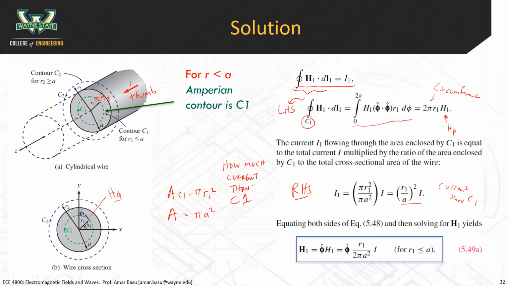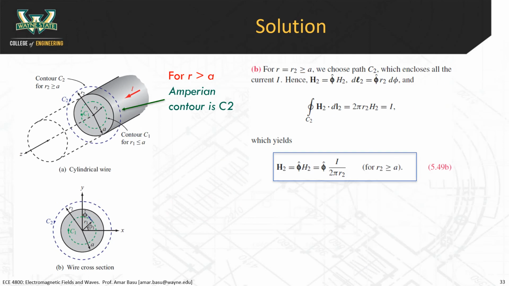So you have the left-hand side of the equation, right-hand side of the equation, and by setting these two equal to each other, we can find a relationship between the magnetic field H phi and the current I. So this is what we come up with here. This is for r less than a. For r greater than a, we already found that in the previous example. That's just the magnetic field outside an infinitely long wire.